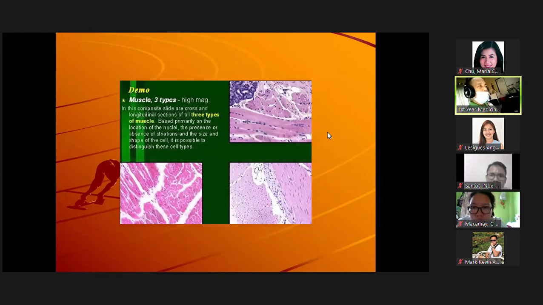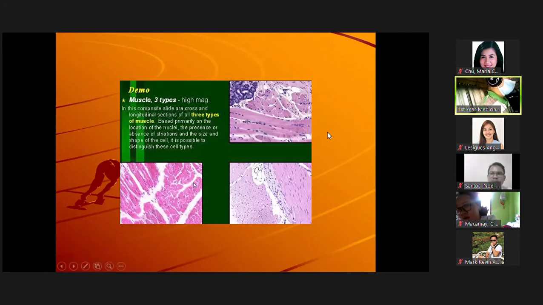This is another view, the actual tissue of your different types of muscle. These are your skeletal. This one is your smooth, and that's your cardiac.